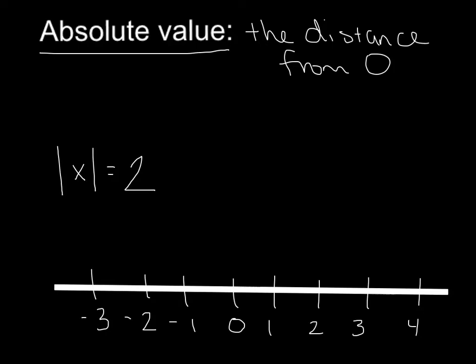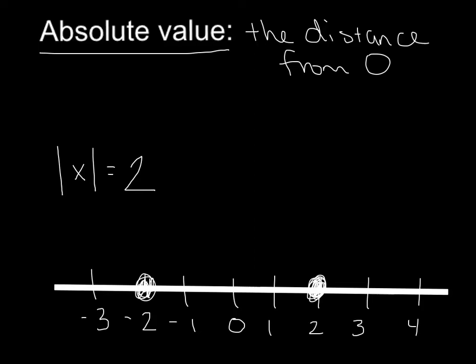For instance, this first one, the absolute value of x equals 2. That means x is 2 spots away from 0. You can see 0 on my number line. If I go 2 spots to the right, 1, 2, that would put me right here at 2, because 2 is 2 spots away from 0. But you could also go backwards, 1, 2, so negative 2 is 2 spots from 0. Both of those would be answers.